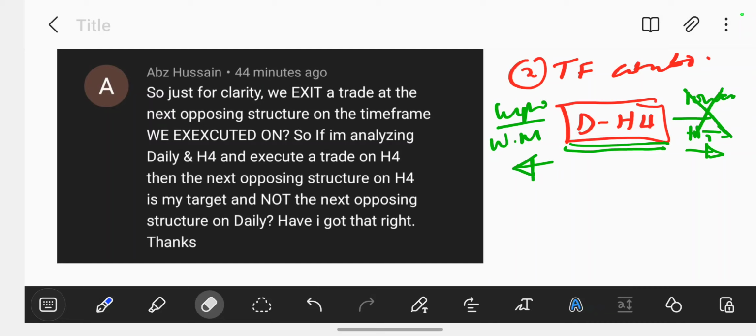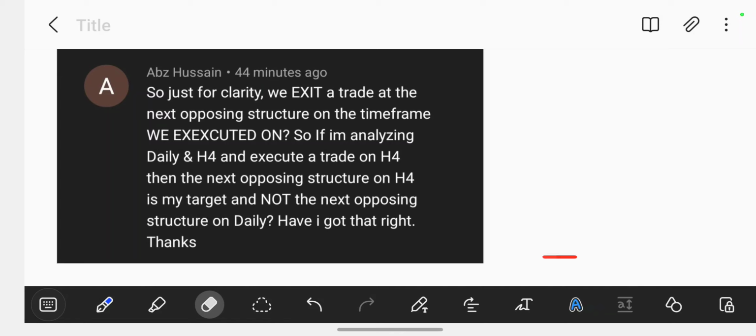So which means it's impossible that you will trade H4 and not take into consideration what the daily areas of support or resistance or trend line are saying. So you can't say not the next opposing structure on daily. It's impossible. You can't trade H4 and not take into consideration the structure on daily. For instance, we're still trading our daily in H4, right? With the same scenario that I gave you.